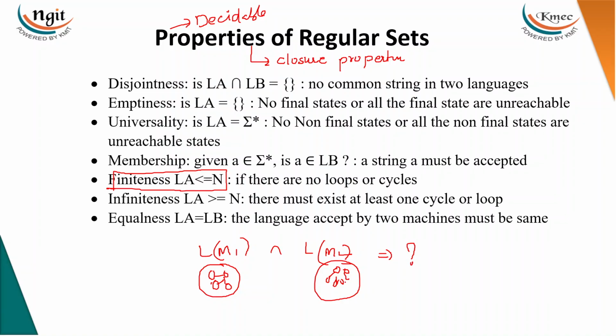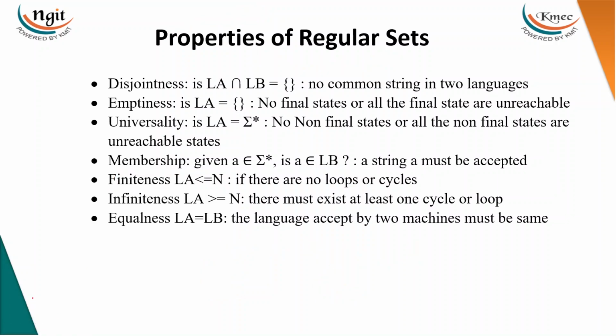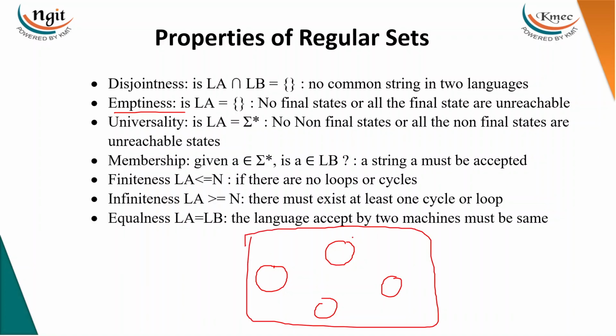And in the same way, how can you say whether the language accepted by the machine is empty? No string should get accepted. For example, you are given a machine, and how can you say that the language accepted by this machine is empty without looking at the finite automata? The logic is very simple.